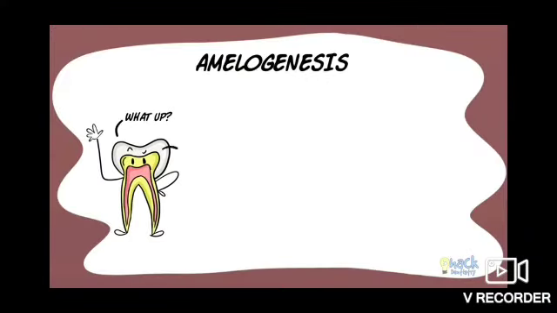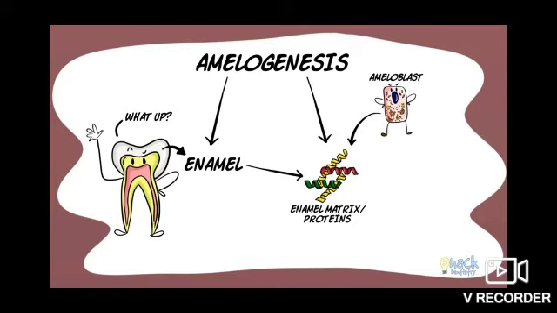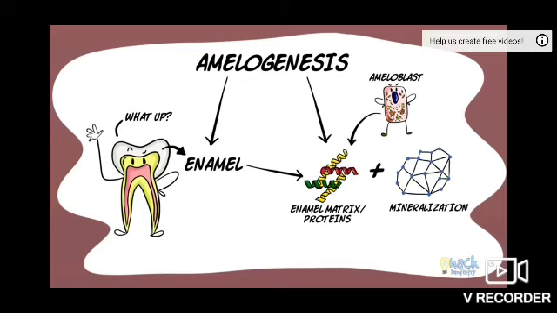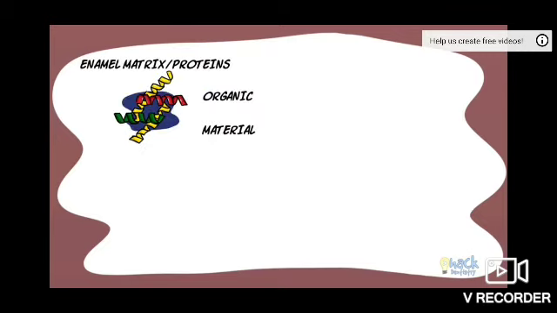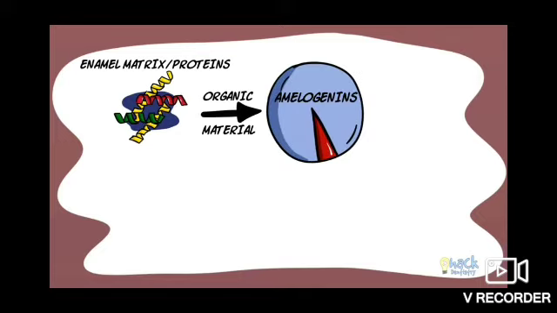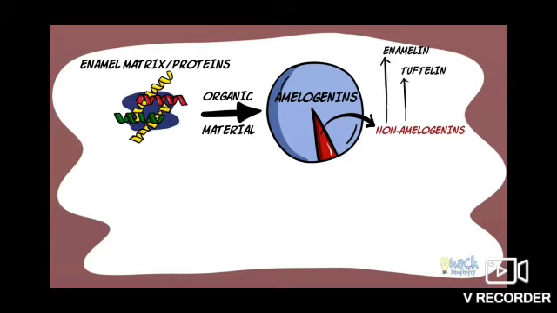Amelogenesis is the process of enamel formation, which starts with the deposition of enamel matrix by ameloblasts, followed by the mineralization of the matrix. Enamel matrix essentially consists of organic material composed of two groups of proteins, namely amelogenins and non-amelogenins. Non-amelogenins consist of proteins enamelin, tuftelin, and ameloblastin. The amelogenins form the bulk of the enamel proteins, comprising at least 90%.